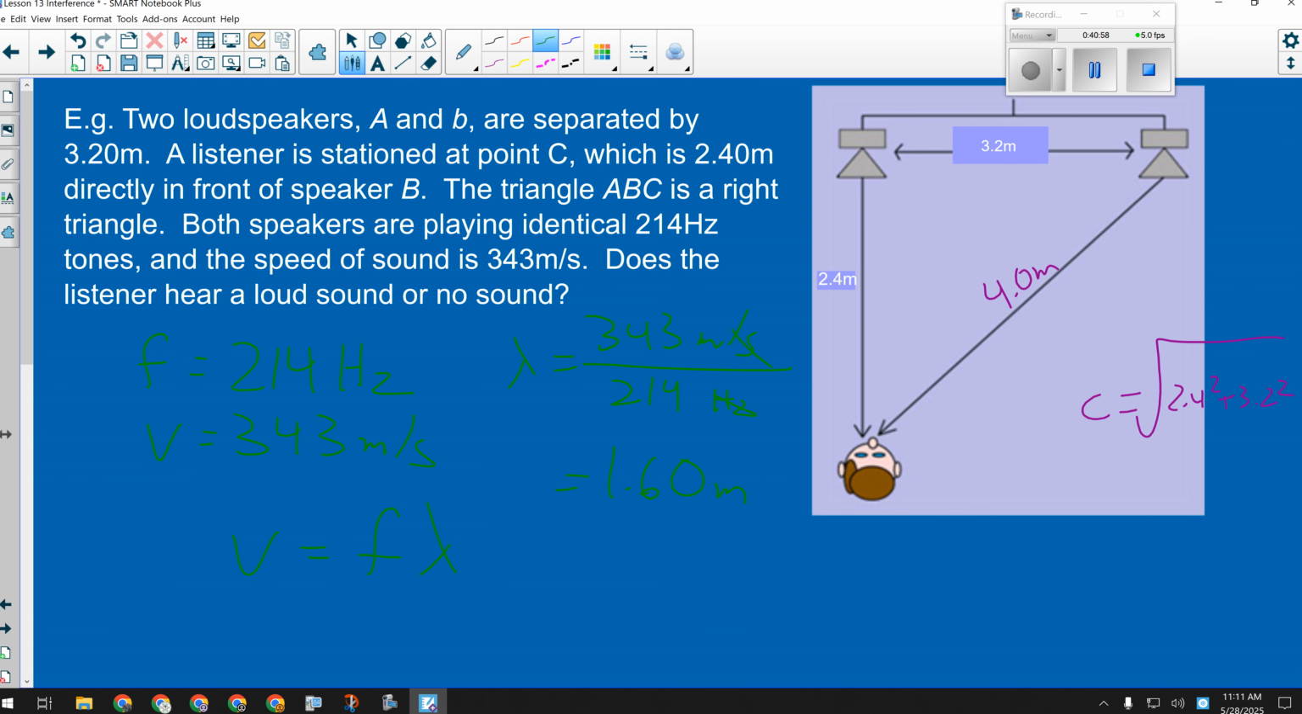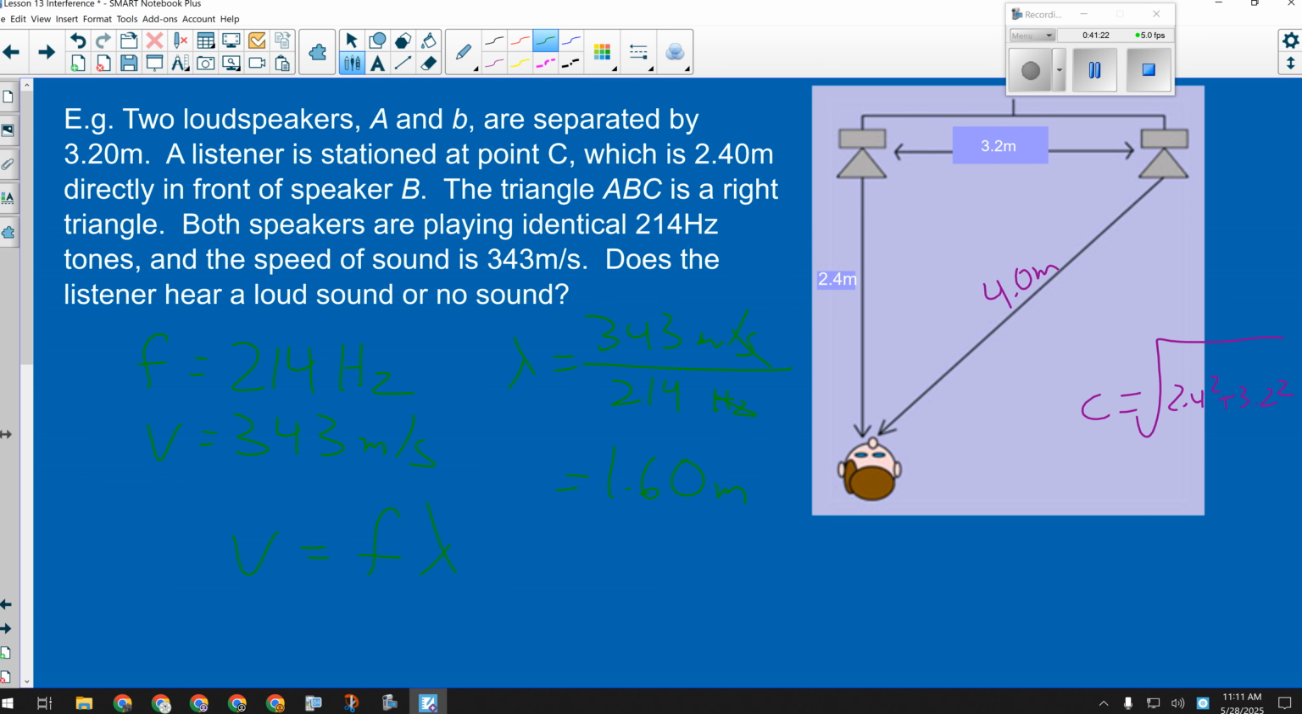Okay? If they both arrive crest to crest, you'll hear a loud sound. If they arrive crest to trough, you'll hear nothing. So what we've got to do is figure out how many waves are there from each speaker to the observer. And we can do that because we know how long one wave is, and we know how far they have to travel. Agreed?